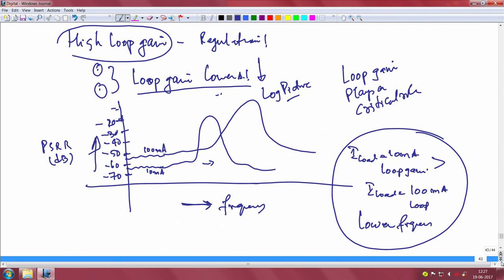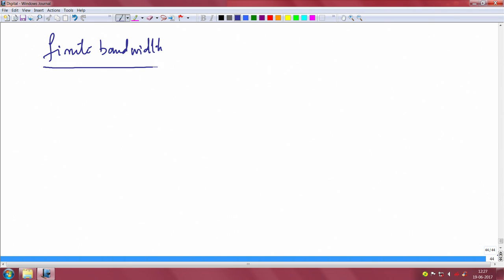All of this means there is a problem that you can't maintain a high loop gain because you do not have an infinite bandwidth. The bandwidth of the LDO is finite. So, the bandwidth of the LDO is finite. Look out for this important parameter, because it is linked to the power supply rejection ratio or ripple rejection ratio as well.